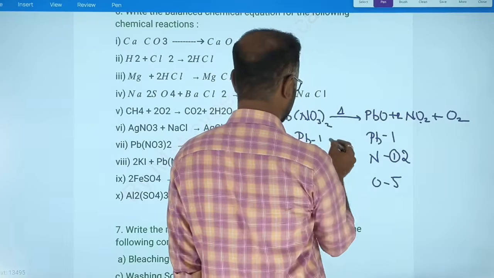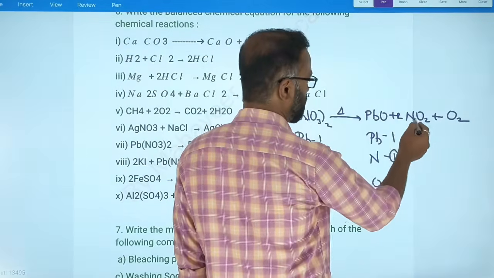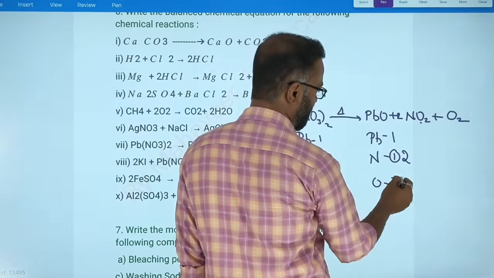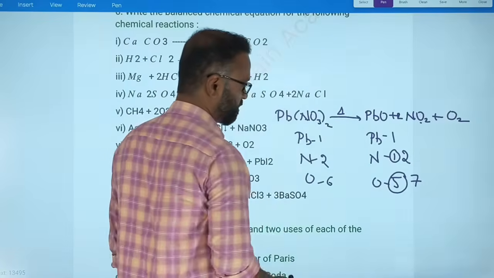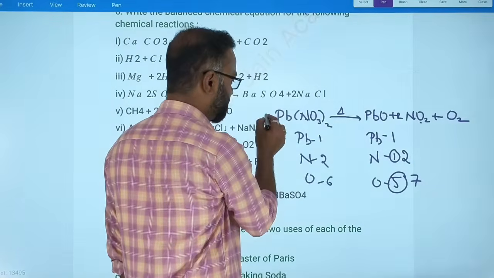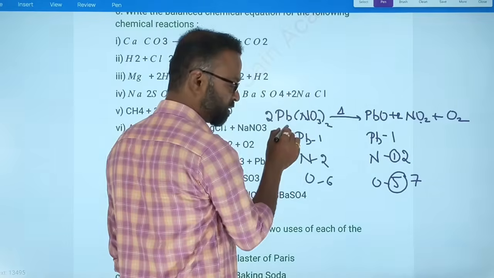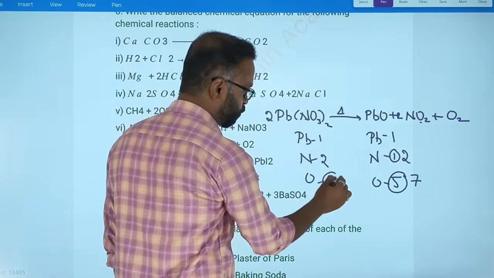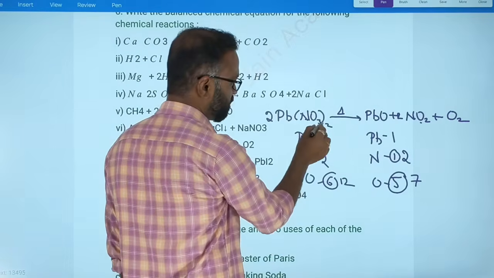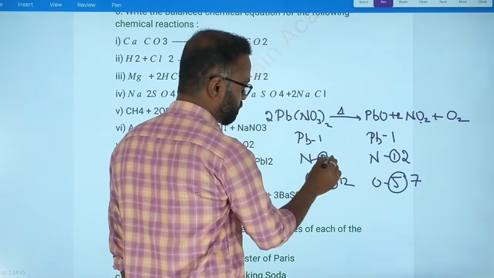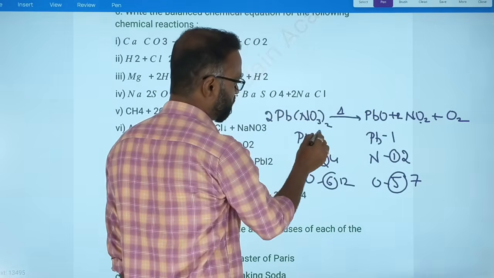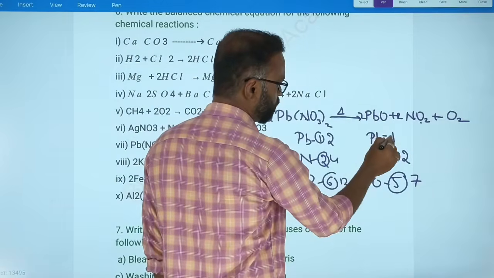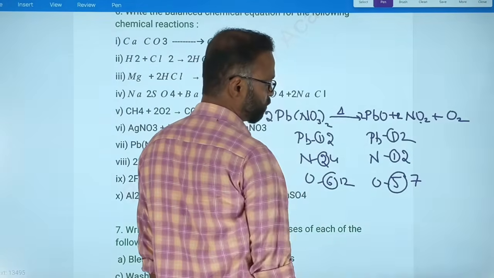Here 3 2s are 6. Here oxygen 2 2s are 4, 4 plus 2 is 6, 6 plus 1 is 7. It has become 7 over here. Now here 6 is there, here 7 is there. The minimum number I can multiply is 2. If I write 2 over here, oxygen 3 2s are 6, 6 2s are 12. Now nitrogen 2 into 2 is 4. Now lead from 1 has changed to 2. This side you see it's only 1, so I will write 2 here.